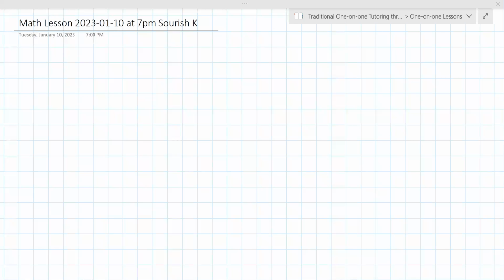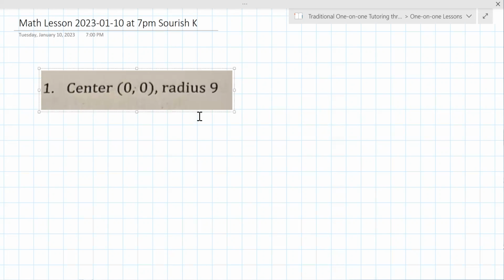So we'll look at the first question. Let me snip that in for us. It says to write the equation of the circle with the given center and radius. Okay, so we have to write the equation of a circle. Do you remember that equation from class?